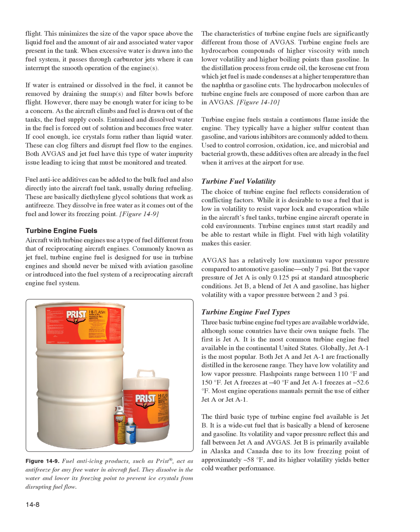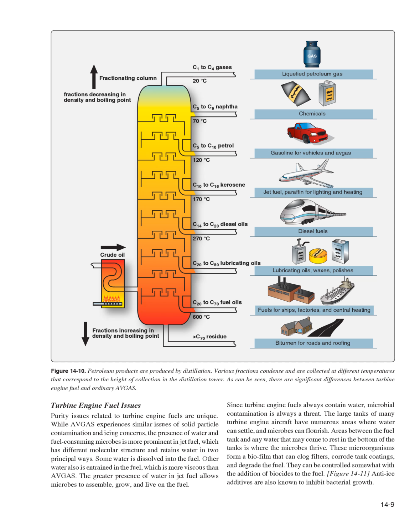Jet B is primarily available in Alaska and Canada due to its low freezing point of approximately -58 degrees Fahrenheit, and its higher volatility yields better cold weather performance.